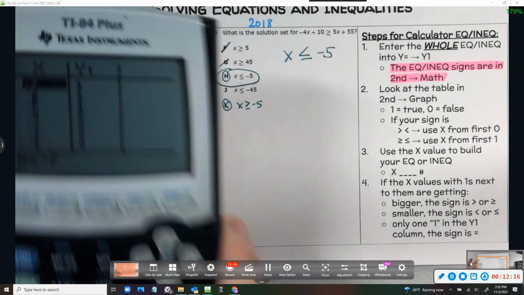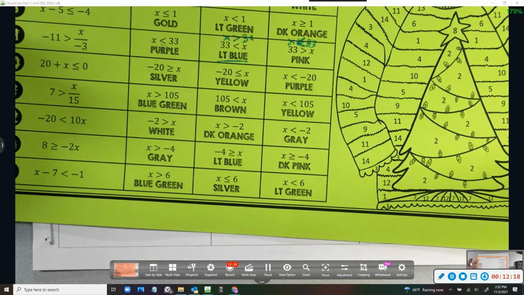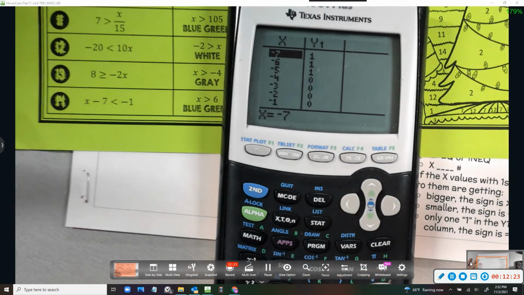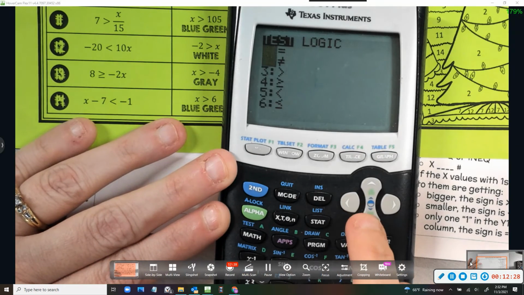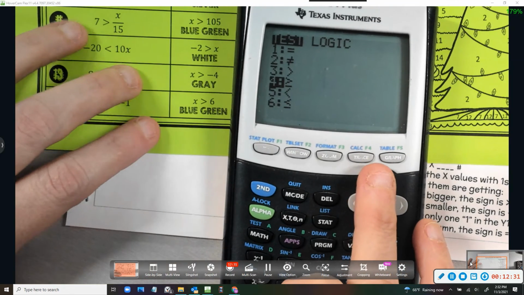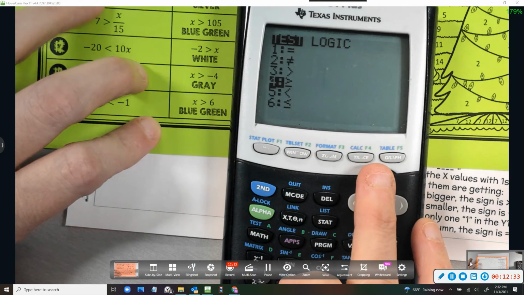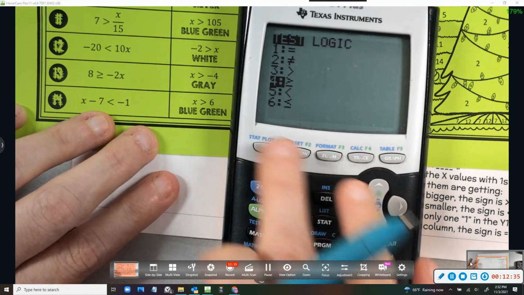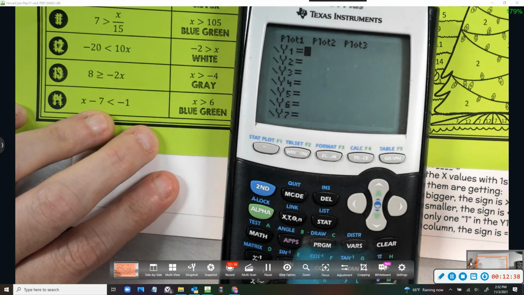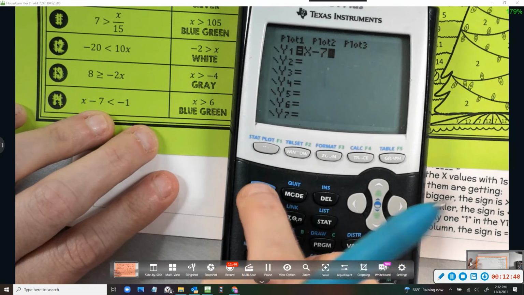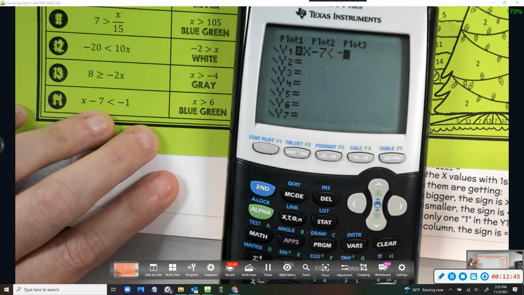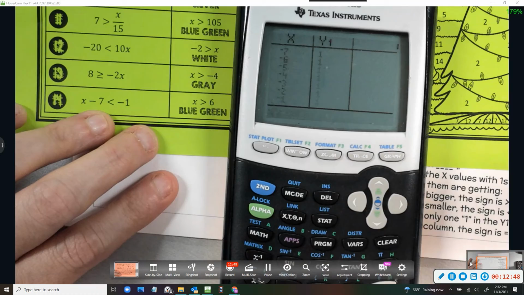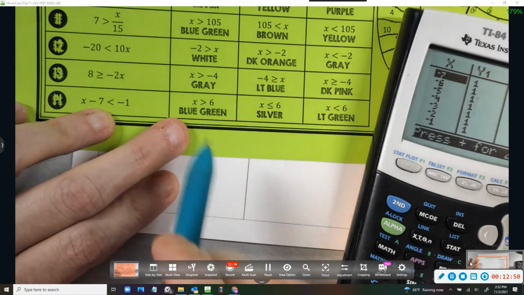Okay, so let's look at number 13 here. It says 8 greater than or equal to -2x. The ones on your homework are really easy. Hold on. Let's do the bottom one instead: x minus 7 less than -1. Now, when I look at the table, all of these have a 6 with them, right?